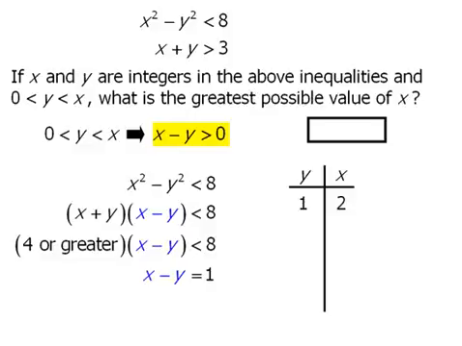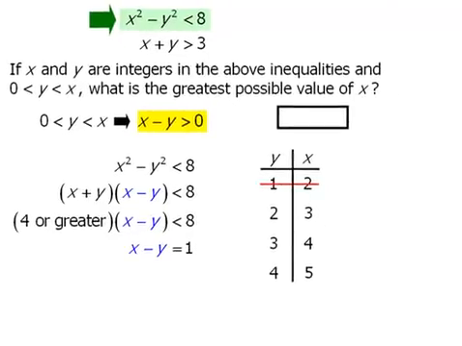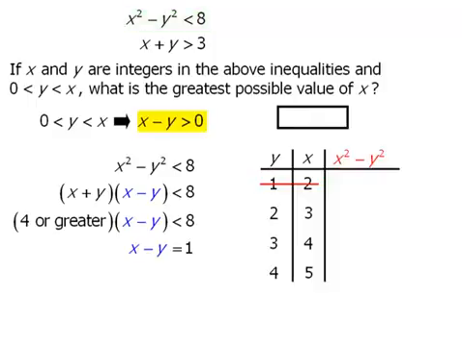Well, y could equal 1 and x could equal 2, y could equal 2 and x could equal 3, and so on. Now the question tells us that x plus y must be greater than 3, so we can eliminate this pair. We also know that x squared minus y squared is less than 8. So let's plug our x values and y values into this expression and see what happens.